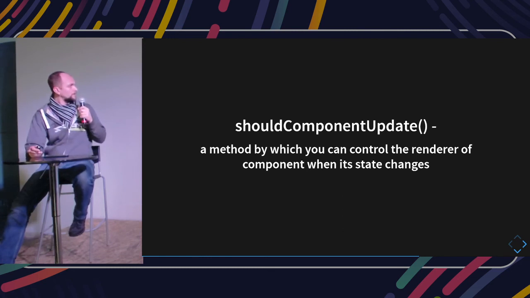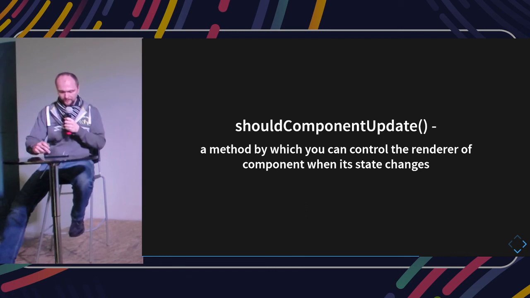You can use the shouldComponentUpdate function. This is a method by which you can control the render of a component when its state changes. The default behavior is to re-render on every state change, and in the vast majority of cases you should rely on the default behavior. shouldComponentUpdate is invoked before rendering when new props and state are being received. The default value is true. This method is not called for the initial render or when the forceUpdate function is used.